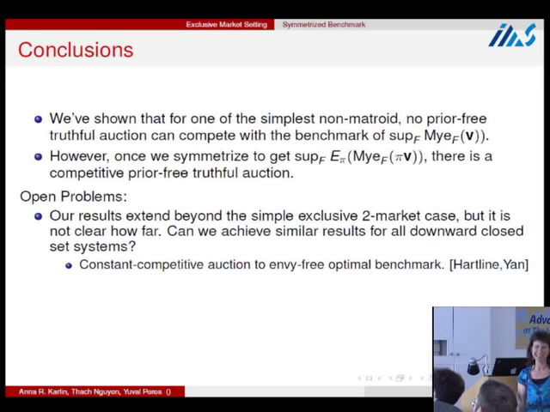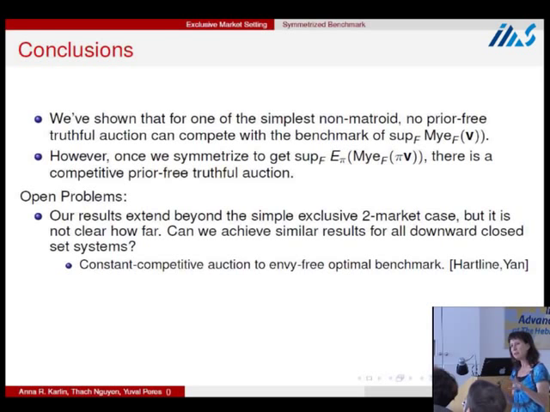And I should say now how this connects to what Jason said earlier. Jason's paper with Chichiyan shows that there's a prior-free mechanism for all downward closed set systems that's constant competitive to the optimal envy-free benchmark. But in the non-matroid setting, it's not actually known exactly how that relates to the optimal IC mechanism. So that's another way to approach this: to think about the connection to envy-free, because then we already have the mechanism that they designed.